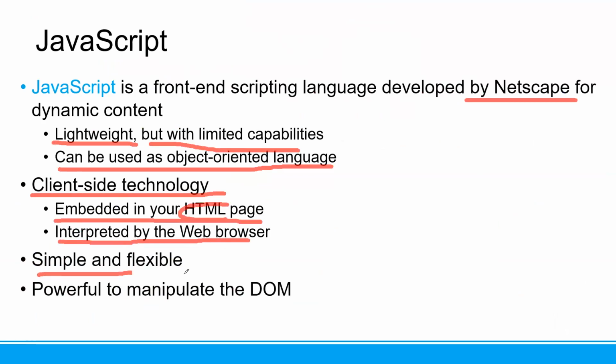JavaScript is simple and flexible. You will see later what is meant by the simplicity and the flexibility. And it is powerful for manipulating the DOM. DOM is the Document Object Model. Okay.